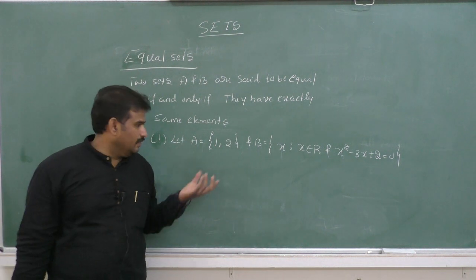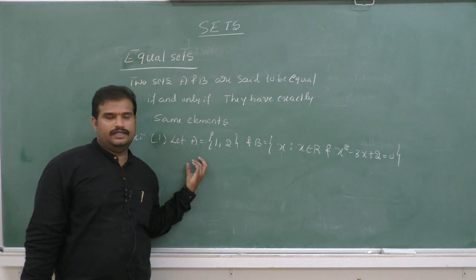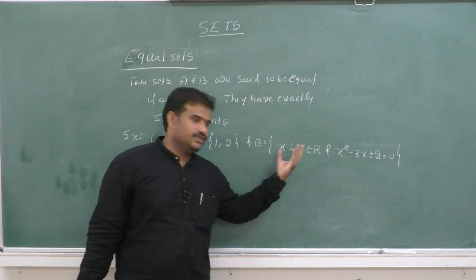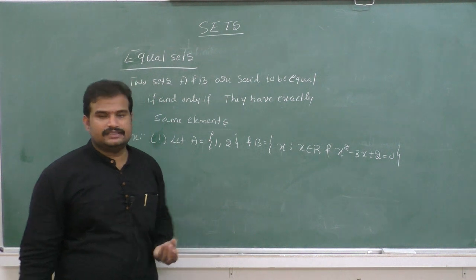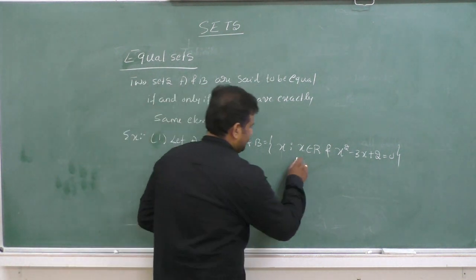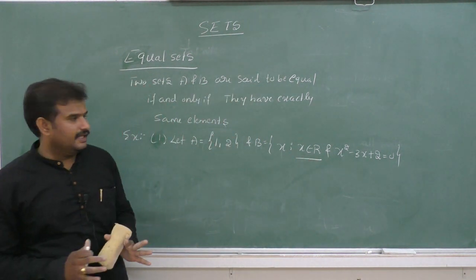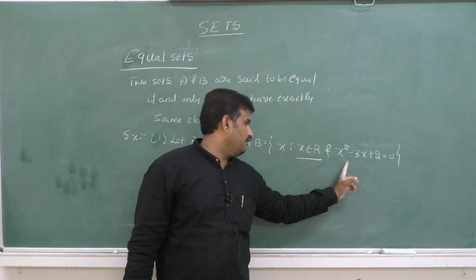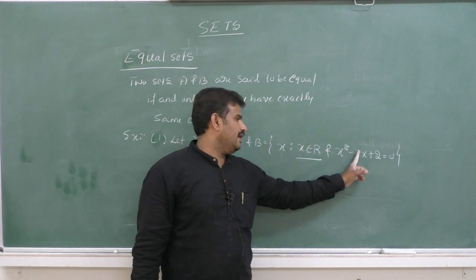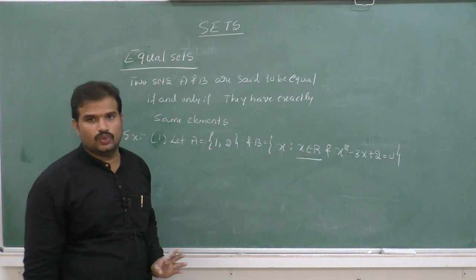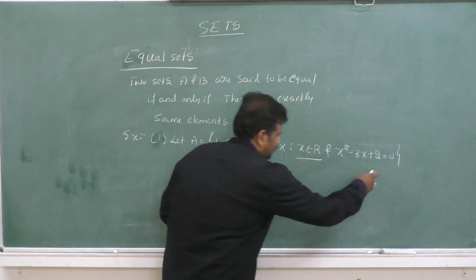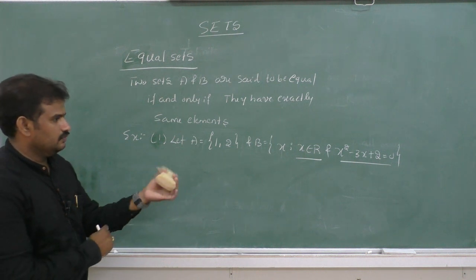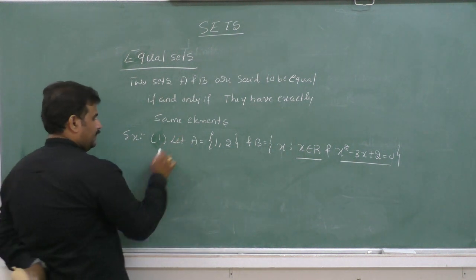So first set alli no problem illa. A is already given in a roster form having elements 1, 2. We don't know what are the elements of B because the set is given in a set builder form. But the condition is given: x is a real number, those real numbers that are solutions of the quadratic equation x square minus 3x plus 2 is equal to 0. Hagadre ಏನು ಮಾಡಬೇಕು? First we shall find the root of this quadratic equation.